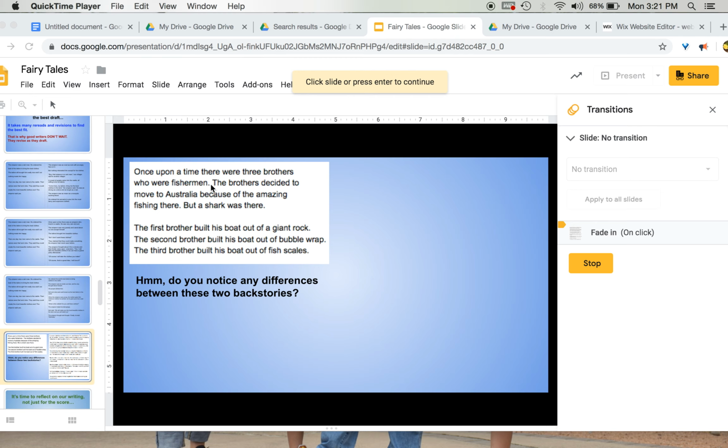So, we're going to read this introduction to a little story that I made up. We're going to think about what an introduction is supposed to do and whether it's really doing its job well.